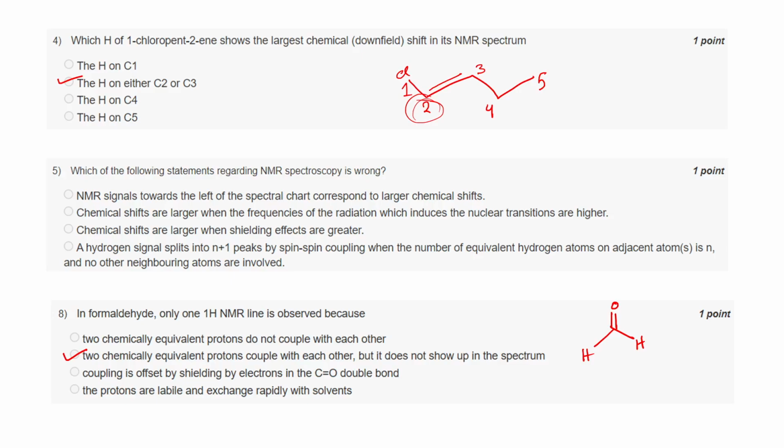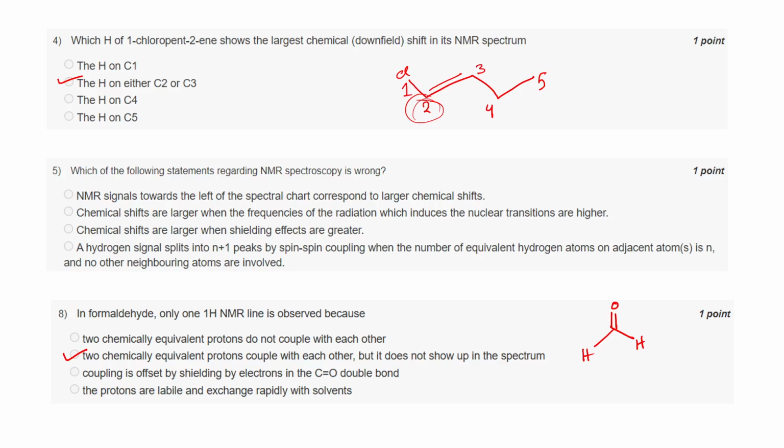Now, question number five. Which of the following statements regarding NMR spectroscopy is wrong? The first: an NMR signal towards the left of the spectral chart corresponds to a larger chemical shift. So this is true, right? Left-hand NMR, larger chemical shift, yes, true. They have larger delta value. Now, chemical shifts are larger when the frequencies of radiation which induce the nuclear transitions are higher.